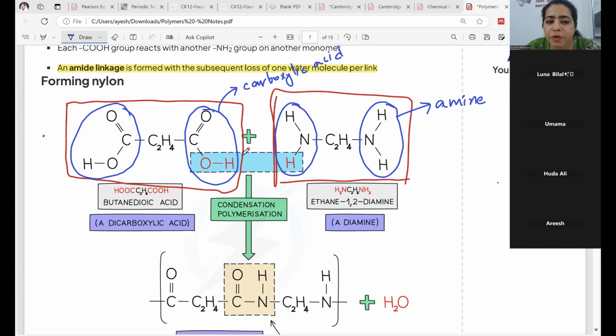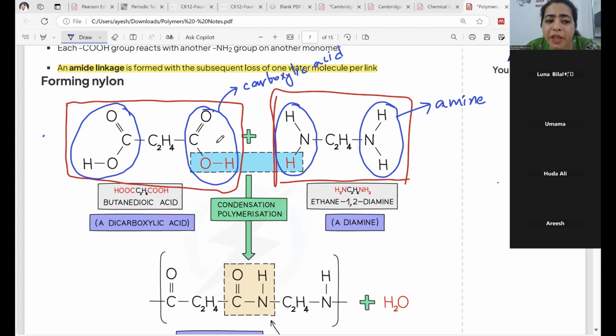So we said that we are going to have two different monomers for nylon formation. They are going to have a carboxylic acid monomer and an amine monomer. Okay, amine is going to be the only thing new for you. The remaining are the same functional groups that you have studied already. So NH2 attached on both sides is basically an amine.